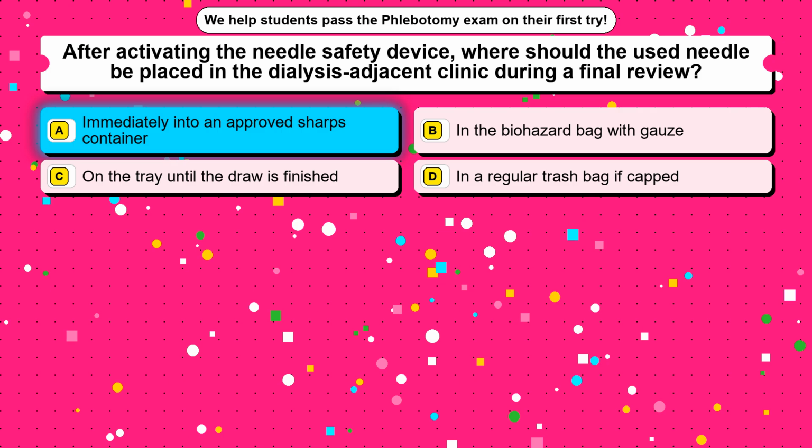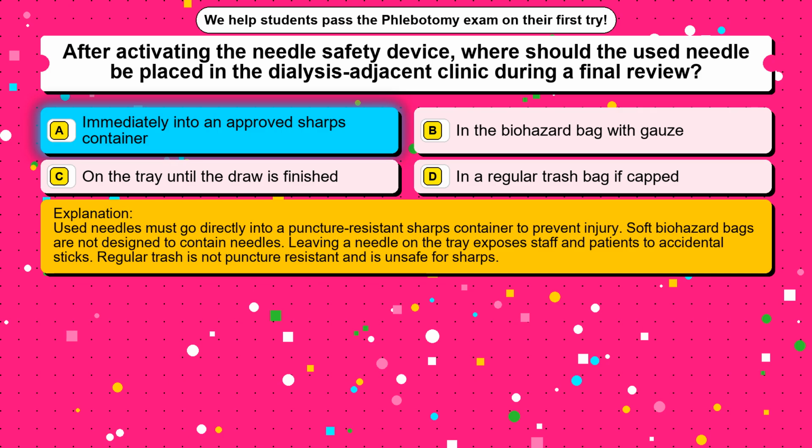Immediately into an approved sharps container. Used needles must go directly into a puncture-resistant sharps container to prevent injury. Soft biohazard bags are not designed to contain needles. Leaving a needle on the tray exposes staff and patients to accidental sticks. Regular trash is not puncture-resistant and is unsafe for sharps.